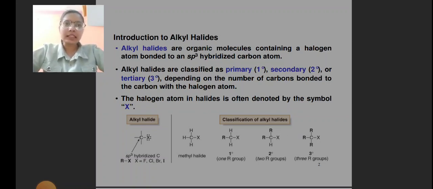Alkyl halides are classified as primary (1 degree), secondary (2 degree), and tertiary (3 degree), depending on the number of carbons bonded to the carbon with the halogen atom. The halogen atom in halides is often denoted by the symbol X, where X can be any one of chlorine, bromine, fluorine, or iodine.